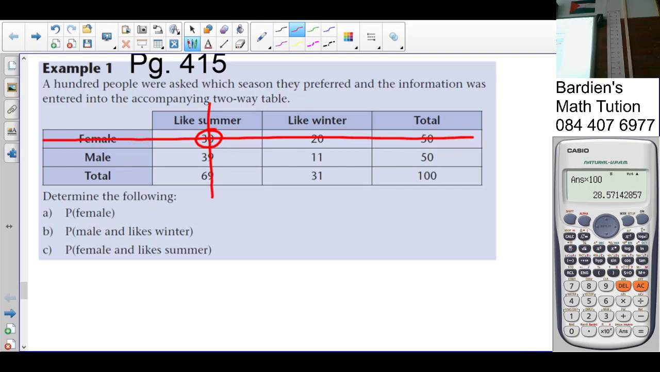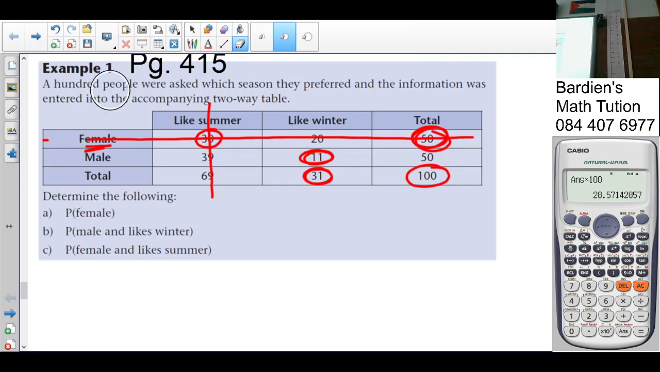Can you see that? This here is the total number of females. This here is the total number of people who like winter. This here is the total number of males who like winter. This here is the total number of people that were surveyed. Does it make sense?